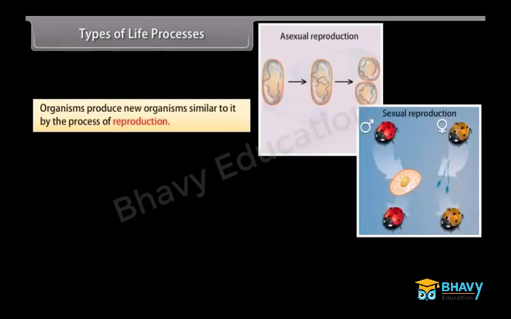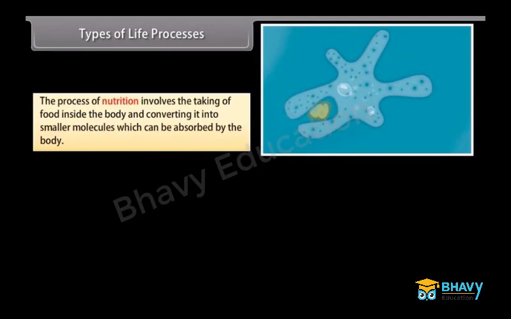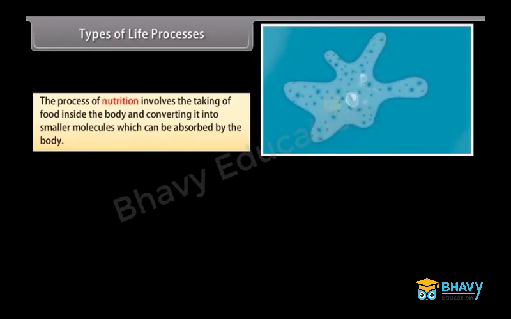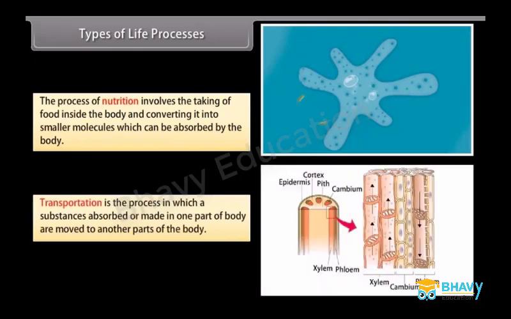Organisms produce new organisms similar to them by the process of reproduction. Excretion is the process in which waste materials are removed from the body. The process of nutrition involves the taking of food inside the body and converting it into smaller molecules which can be absorbed by the body. Transportation is the process in which a substance absorbed or made in one part of the body is moved to other parts of the body.